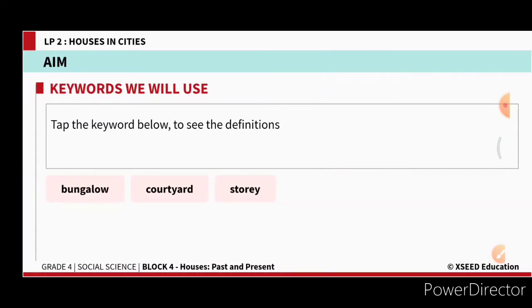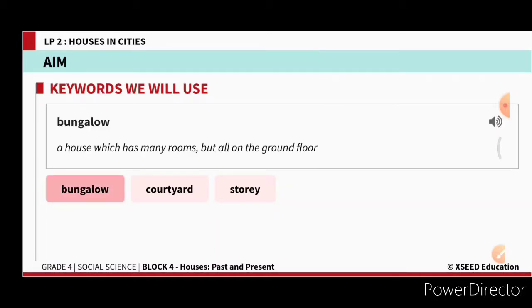Let us learn these keywords. We have three keywords here: bungalow, courtyard, story. Bungalow, a house which has many rooms but all on the ground floor. I repeat, bungalow means a house which has many rooms but all on the ground floor.